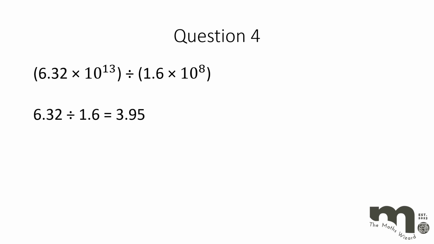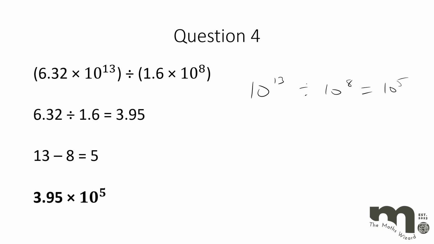Then we've got to apply our index law rule to the powers. So remember, when we're doing a division, 10 to the power 13 divided by 10 to the power 8 is going to give us 10 to the power 5, because we're subtracting those powers. And that will leave us with 3.95 times 10 to the power 5 for this one.